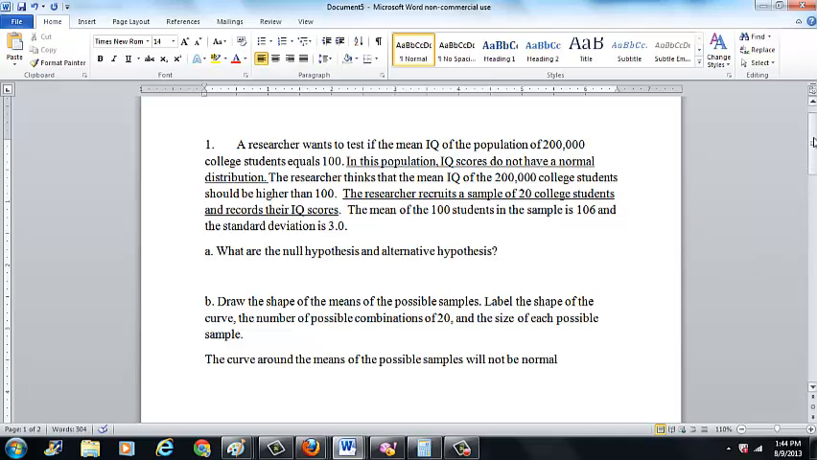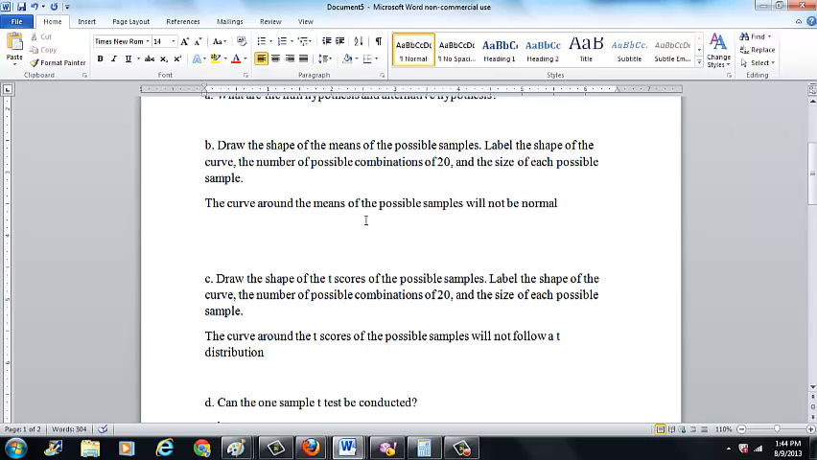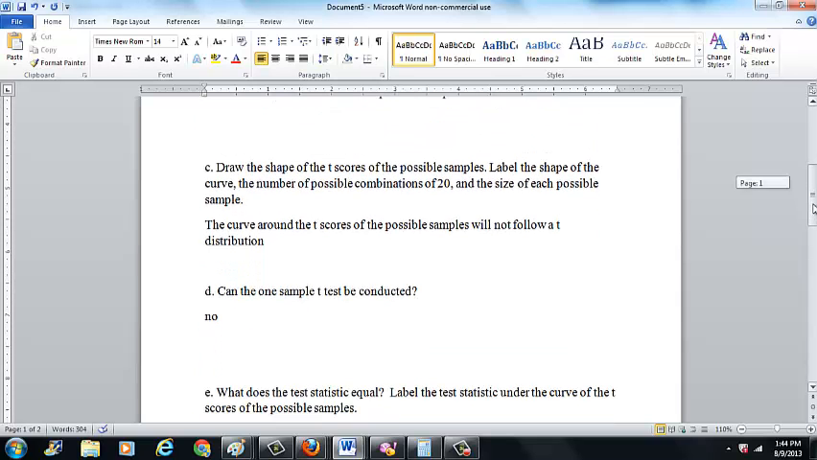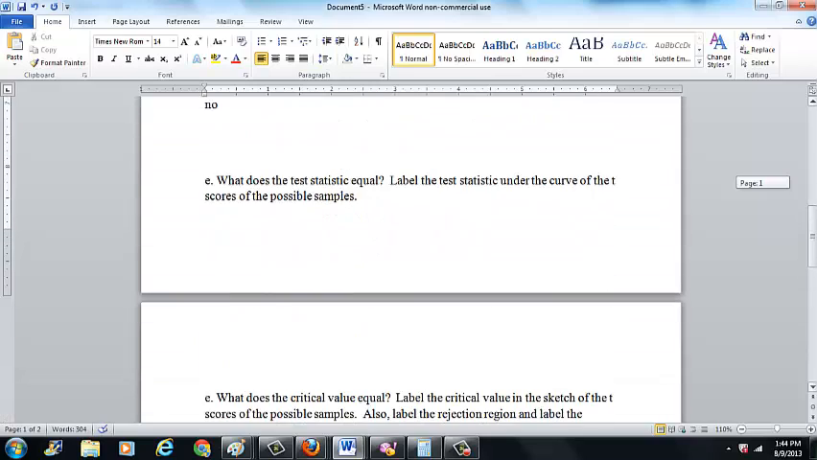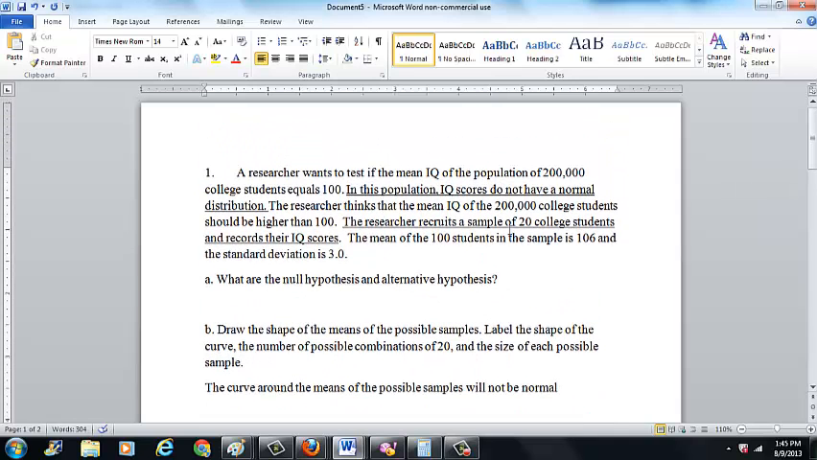For this type of question, all I want you to do is, in part B, say that the curve around the means will not be normal. And in part C, say you won't have a t-distribution. And for part D, say no. Otherwise, I don't expect you to answer any of the other questions in this type of problem. I just want you to realize that the test can't be run.